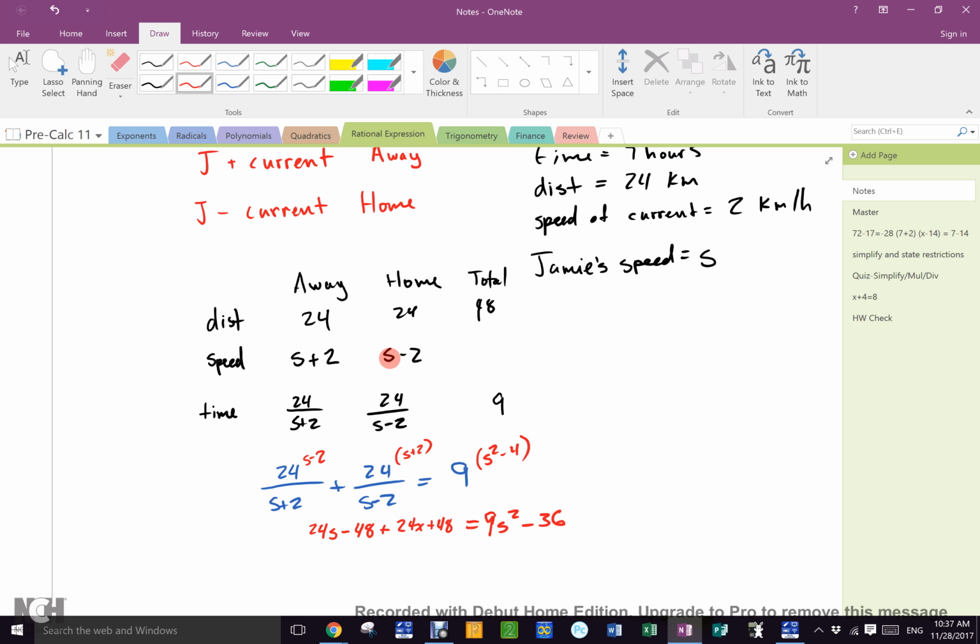Don't forget, it's not s squared plus 40s minus 36 minus. No, you stopped. You factored in that number for the s.